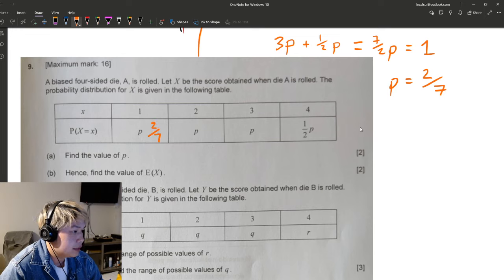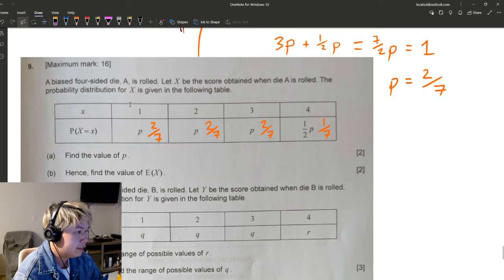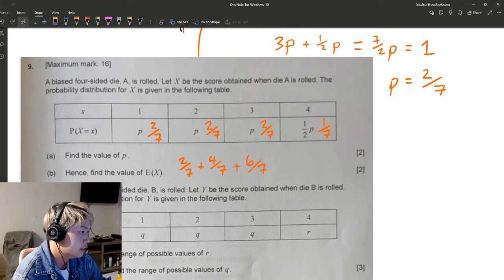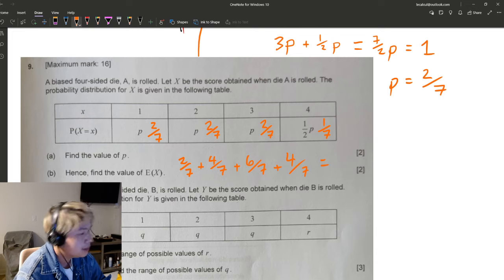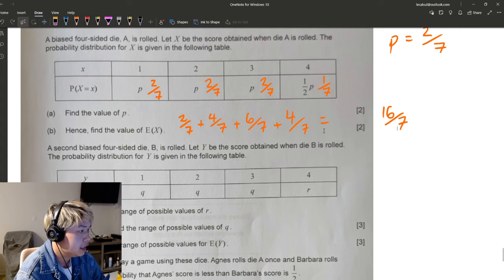So let's fill in our table. 2/7, 2/7, 2/7, and then half of 2/7 is 1/7. Okay, and then now we find the expected value of our random variable. So I multiply all of these values together and then add them up. So I have 1 times 2/7, which is 2/7, plus 2 times 2/7, which is 4/7, plus 3 times 2/7, which is 6/7, plus 4 times 1/7, which is 4/7. And then you add these all up, and what do you get? 16/7? Someone double check my work. Okay, easy peasy.